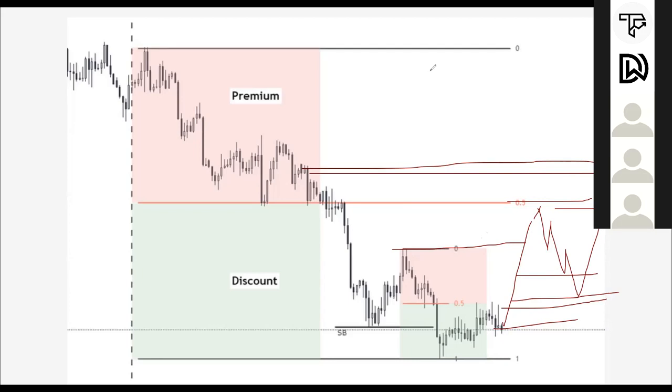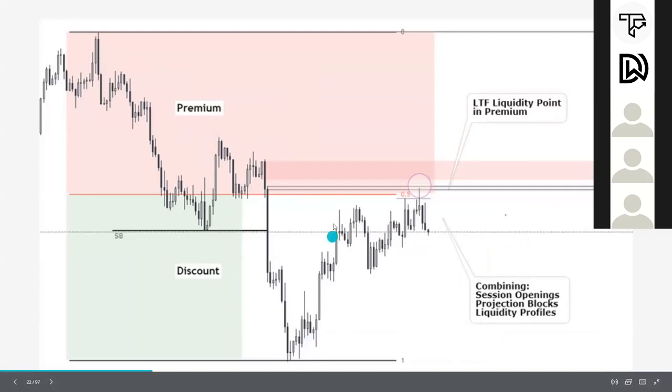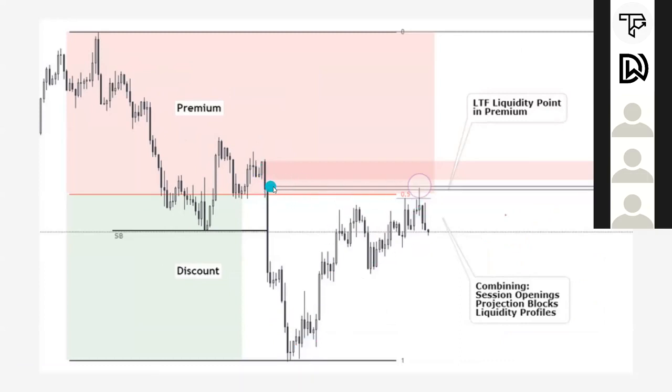So let's just clean this. Okay. So this is another example of where price was in the premium. This is a downside discount. We broke structure towards the downside. We pulled back. We found something reacting off of in the premium.